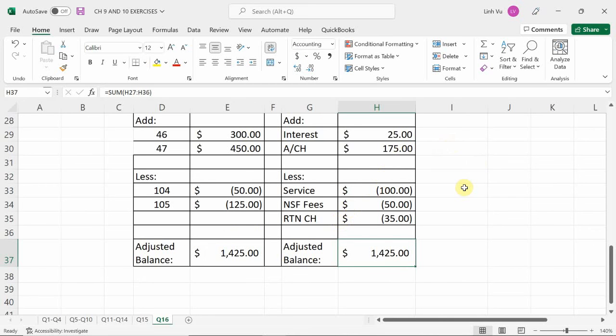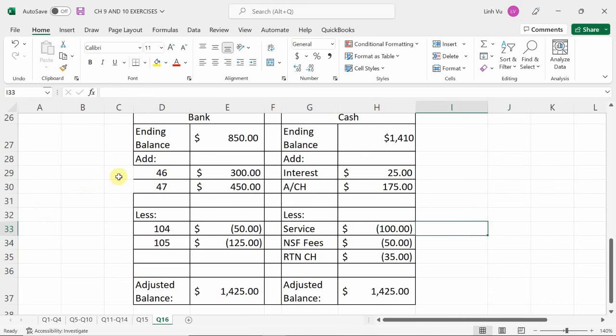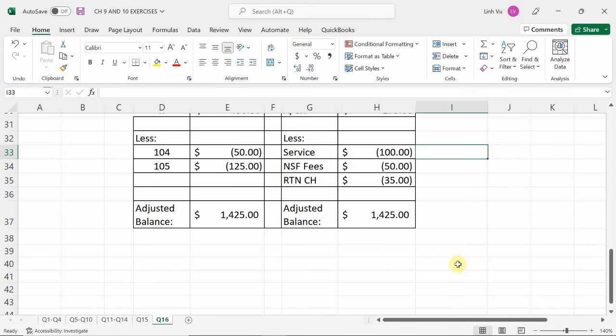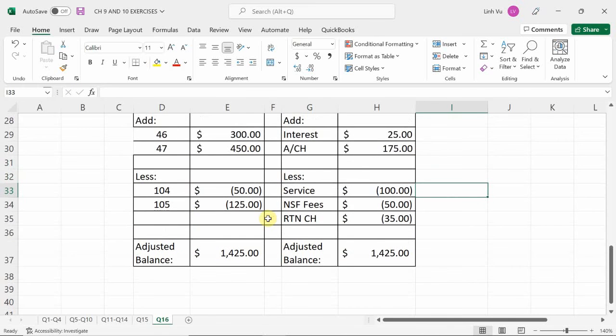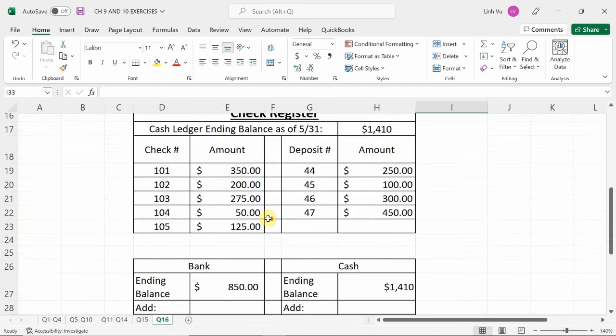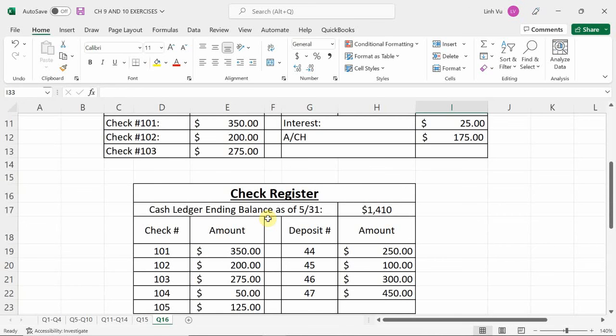We balanced both of our books and our bank statement. So that means the next time we do this, this is the number you're going to be starting out with for the next accounting period. So in this case, whatever the date is, it's going to be for June.